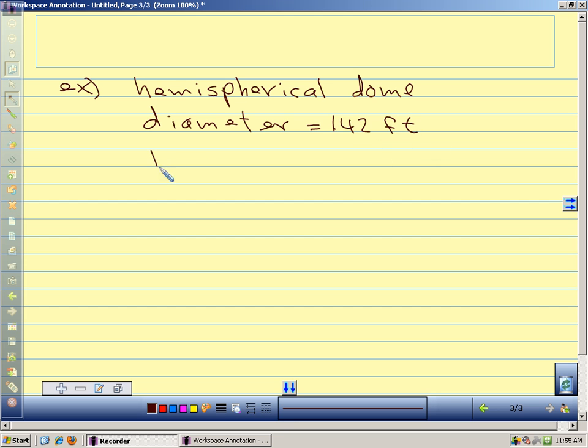And we want the volume. So hemisphere, that just means half a sphere. So we have something that looks like this. We have a dome, and the diameter is 142 feet.